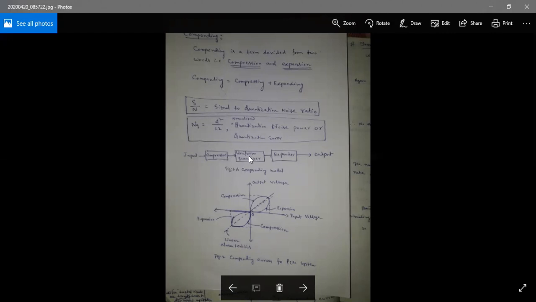Now, what is actually happening? Why is companding used? Actually, companding is used to improve the signal to noise ratio, or you can say signal to quantization noise ratio, because here noise means quantization noise. Specifically, the signal to quantization noise ratio of weak signals.